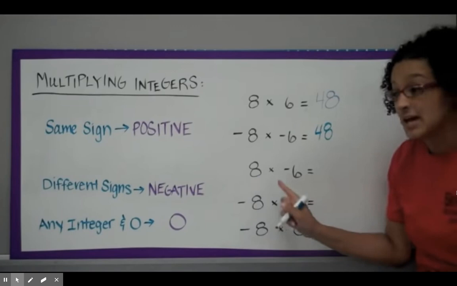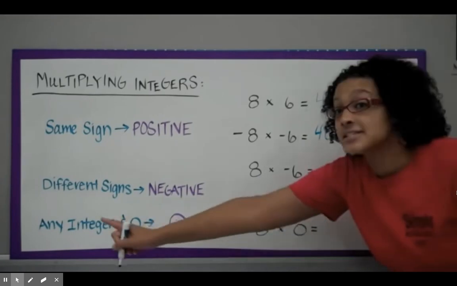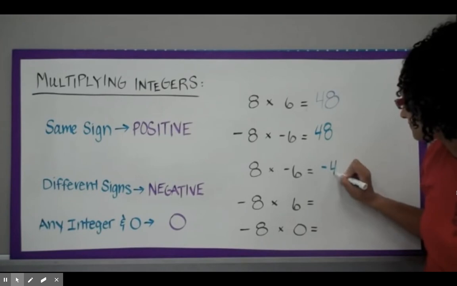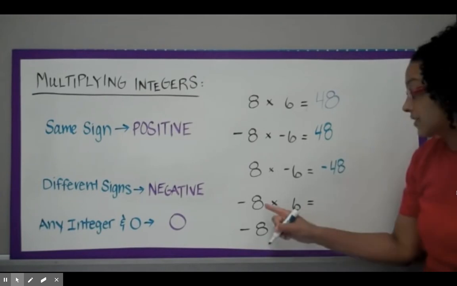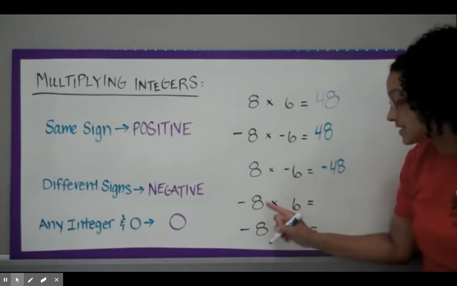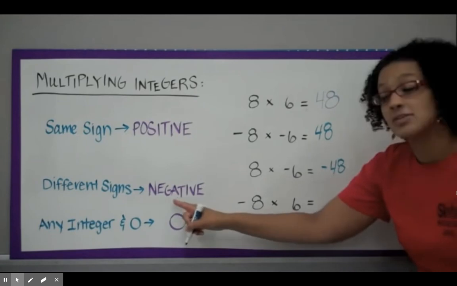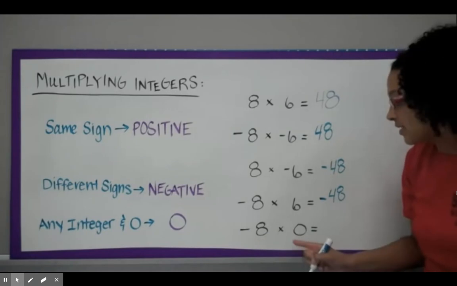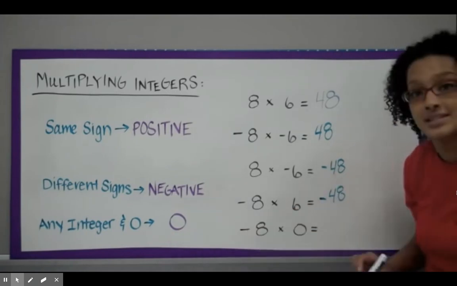Now, 8 times negative 6. They have different signs, so the answer is going to be negative. For this one, negative 8 times 6, they have different signs again, so the answer will be negative. And the last one, negative 8 times 0, anything times 0 is 0.